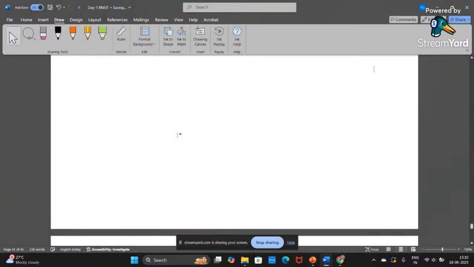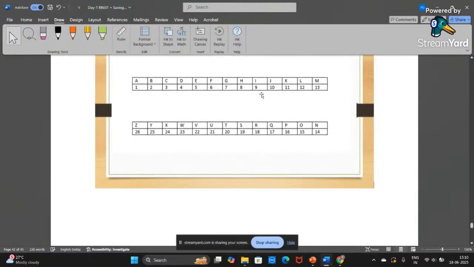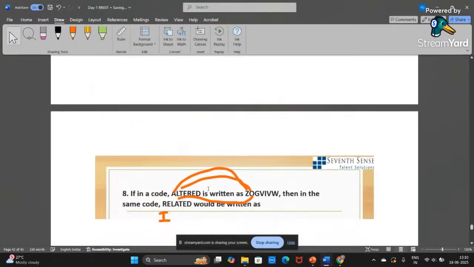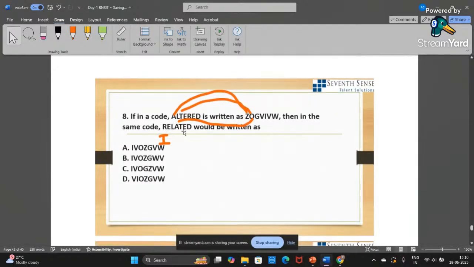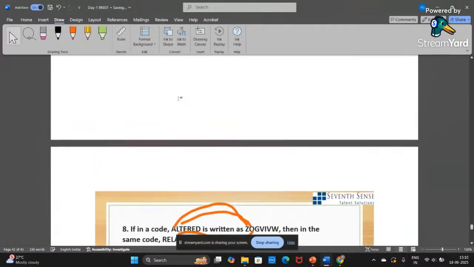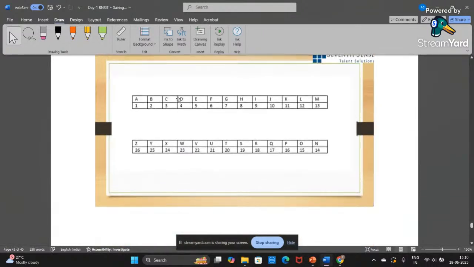What is opposite for L? O. Yes, for L they've given O. This is the logic they have applied. So now we have to find the answer for the word related. Let us write the word related here.